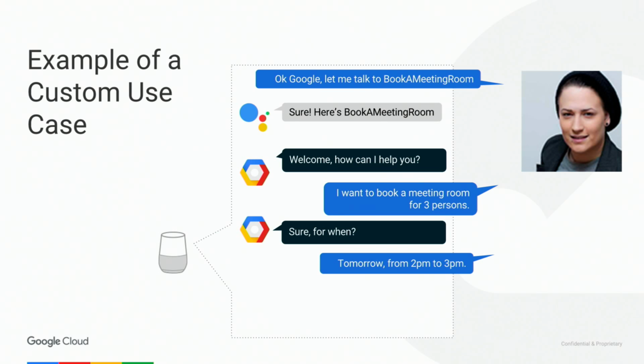So at that moment, the Google Assistant will say, sure, here's the Book a Meeting Room agent. And at that moment, you will hear a voice change, because now I enter my own custom agent, and it will start talking to me. So it will say, welcome, how can I help you? I'd like to book a meeting room for 3 persons. Sure, for when? Tomorrow between 2 and 3 p.m.